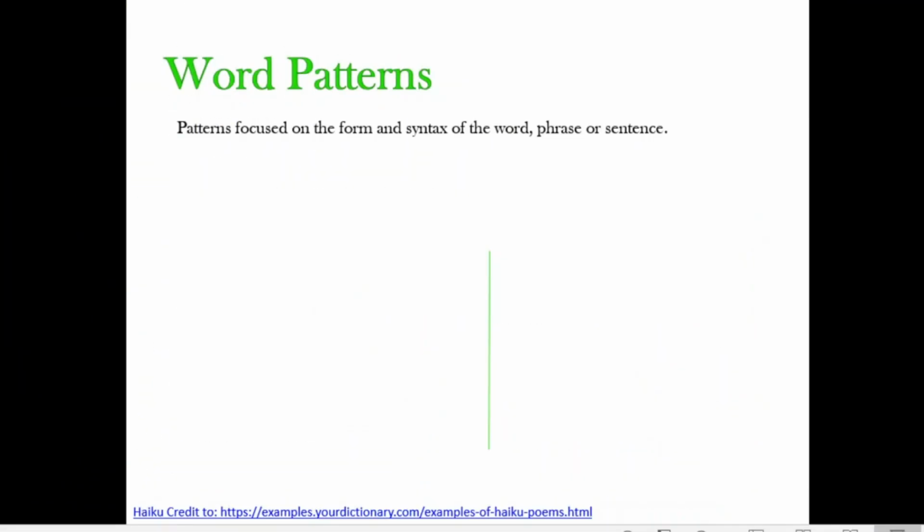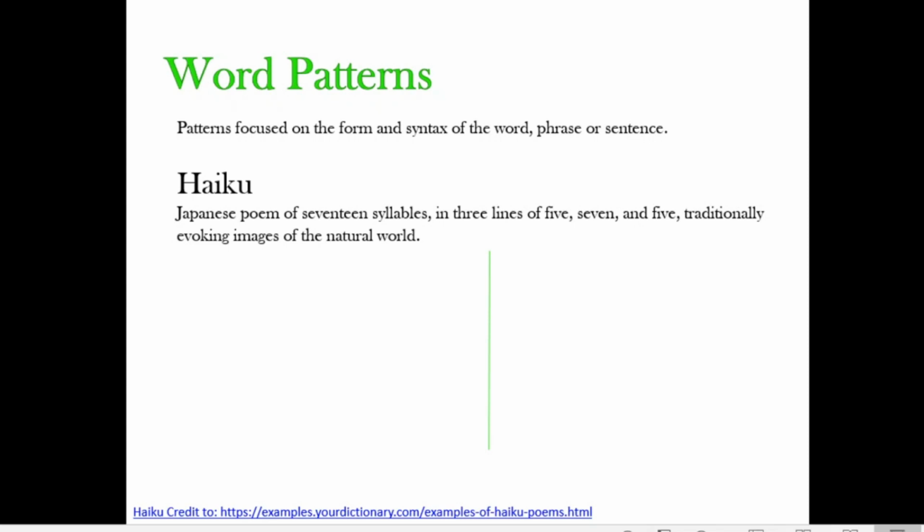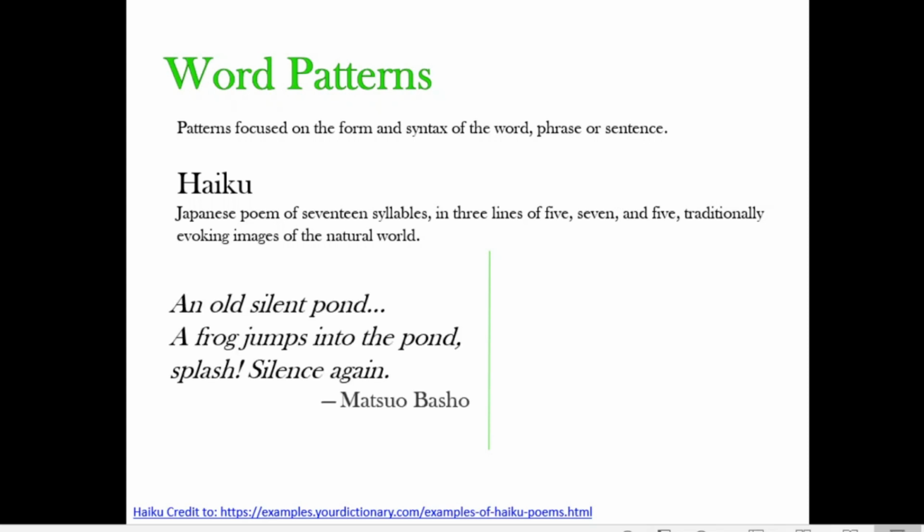Just like your regular poems, a haiku, or a Japanese poem of 17 syllables in three lines of 5-7-5, which traditionally evokes images of the natural world, can also exhibit a word pattern. Here is an example. If we're going to count the number of syllables in each line, it is always 5-7-5.